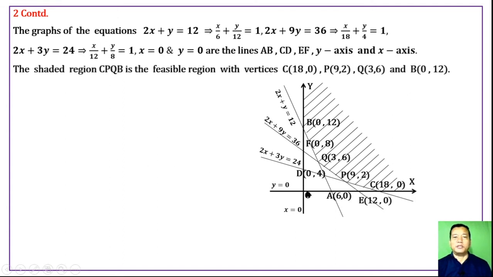The feasible region is the common region satisfying all the inequalities: below line AB, line BC, line CD, and line EF. x greater than or equal to 0 means to the right of the Y axis, and y greater than or equal to 0 means above the X axis. The common region is the shaded region, whose boundary and every point inside satisfy all the inequalities.